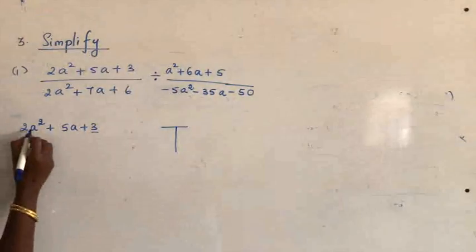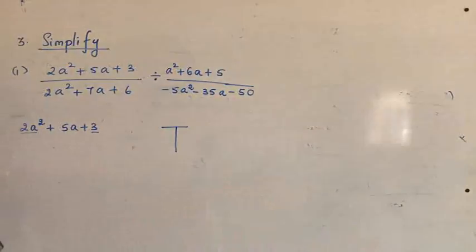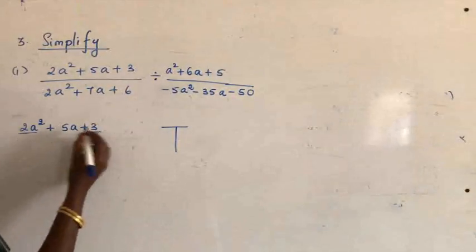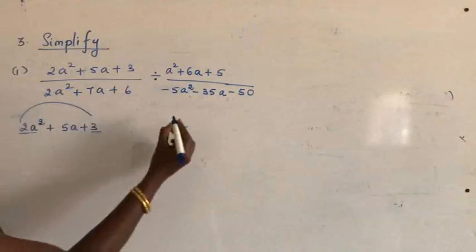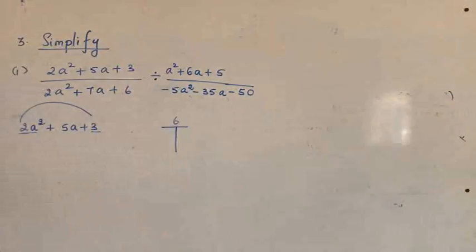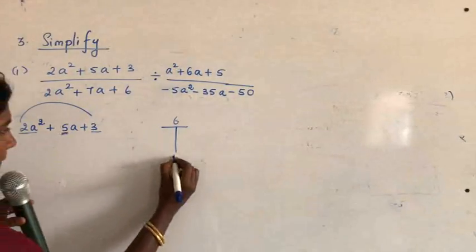3. And what is the coefficient of the first term? It's 2, that is other than 1. So you are going to multiply the coefficient of the first term and the constant term. So multiply 2 and 3 and write the answer as 6. So 2 into 3 gives you 6. Now what is the coefficient of the middle term? It's 5.